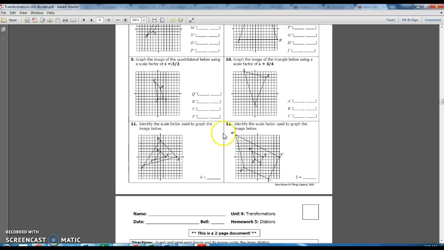And finally, 11 and 12. I'm going to look at these, and I'm going to say my initial d value, remember this is the initial because it does not have a prime beside it. My initial d was 0 in my x because it didn't move off the axis. 1, 2, 3, 4, 5, 6. My new one is 1, 2. What did I divide that by to get 2? 6 divided by 2 is 3, so my k would be 3.